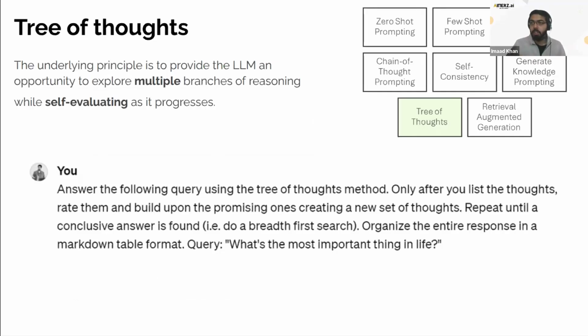For example, should I take the job abroad or should I continue to work in India? What are the pros and cons? You can ask it to evaluate that, and then it keeps evaluating, and then it comes up with an answer. Or should I take up a course with Amers, or should I do something else? Evaluate the pros and cons and come up with a final answer.